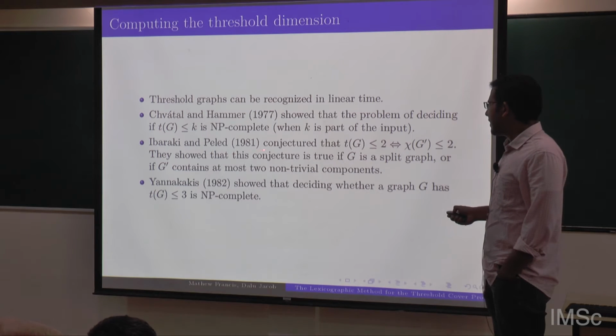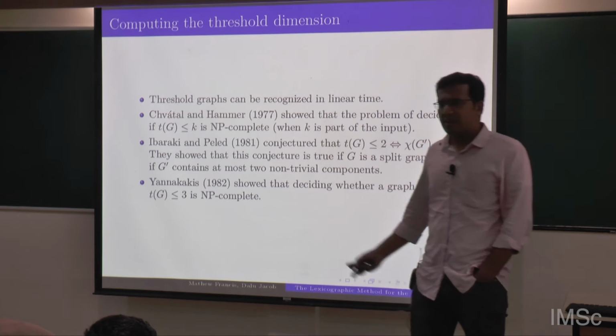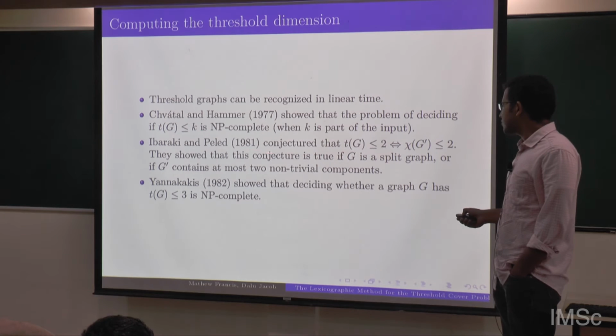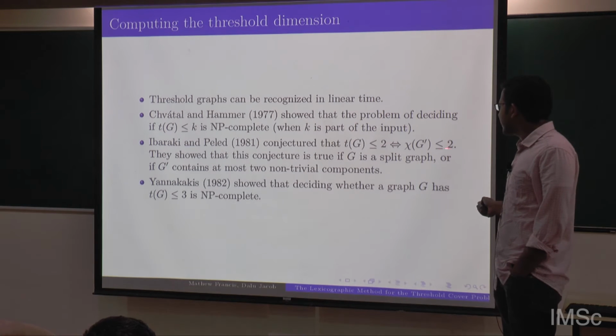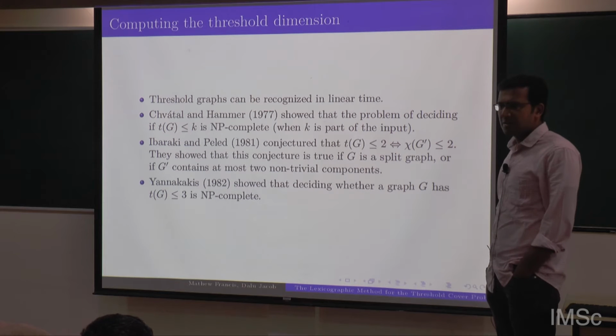So Ibaraki and Peled have a very involved proof, which goes through several stages of reductions and is very complicated. They managed to show that in some special cases this is actually true. Okay, what are the special cases? That if G is a split graph, then it's true.